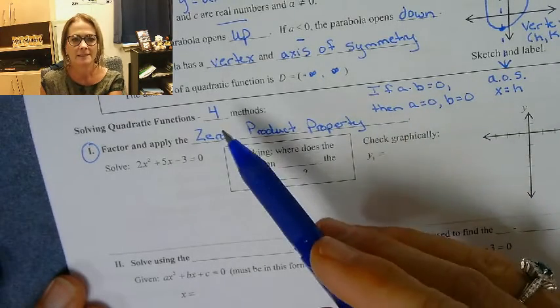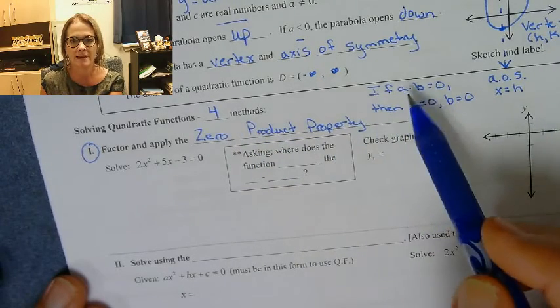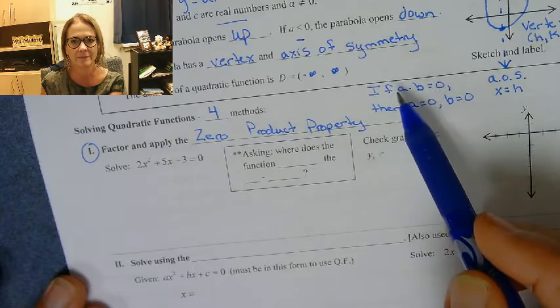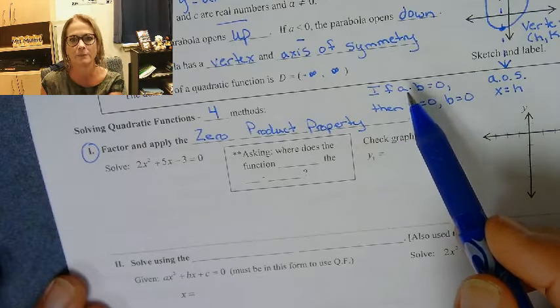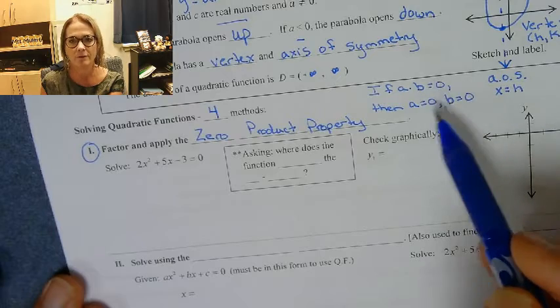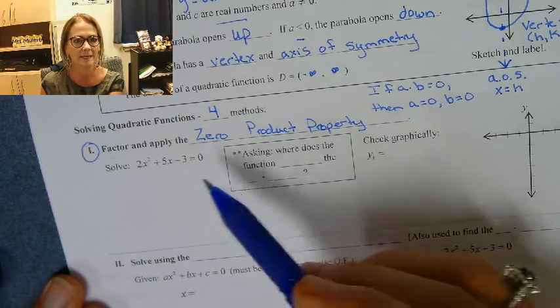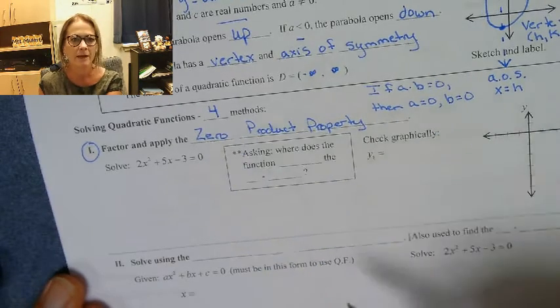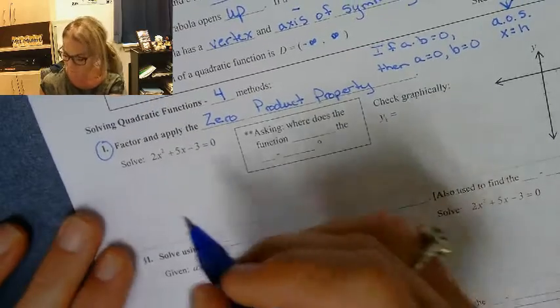There's no way to get 0 out of a multiplication unless one of those equals 0. There's not like a 6 product property. If you have a times b equaling 6, that doesn't mean a has to equal 6 or b has to equal 6. They could be 2 and 3. But when 0 is over here, one of those has to be 0. So this is why we're always saying set it to 0.